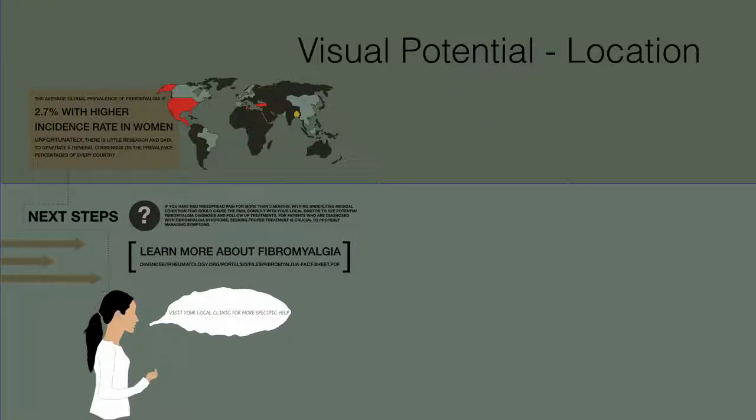The visual potential of location refers to the relative position of things or places in consideration of its position on the page. For my display, I created a global map of the world with colored sections that indicated the areas where there is a higher prevalence percentage of fibromyalgia. Unfortunately, there is no general consensus on the prevalence percentage of fibromyalgia for every country, and I placed this piece of information next to my map display.